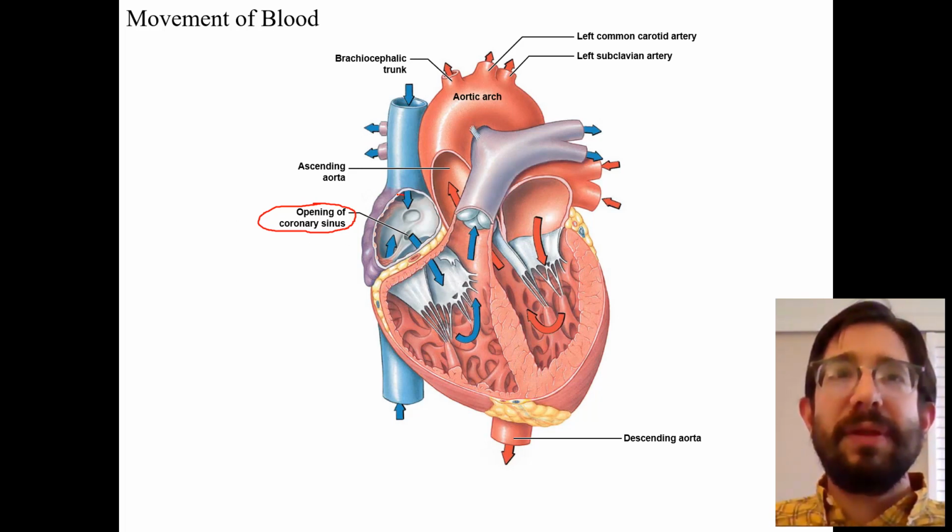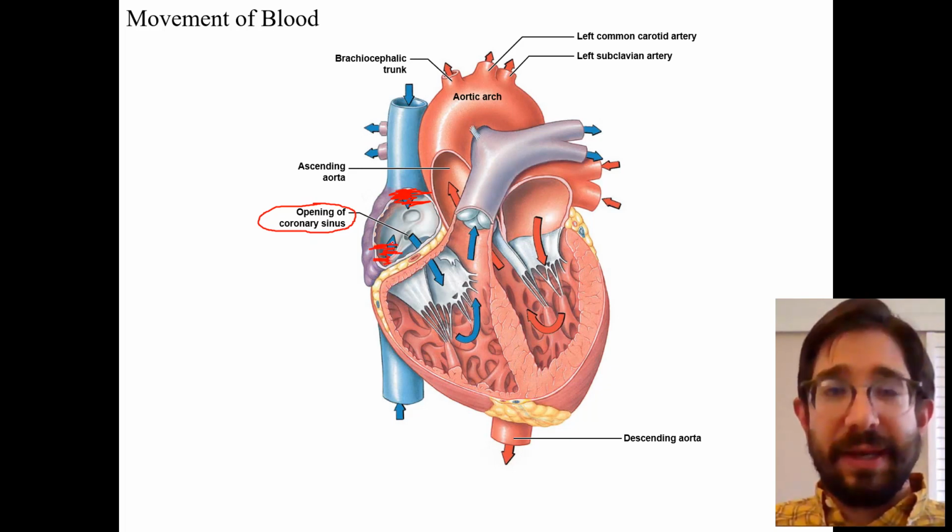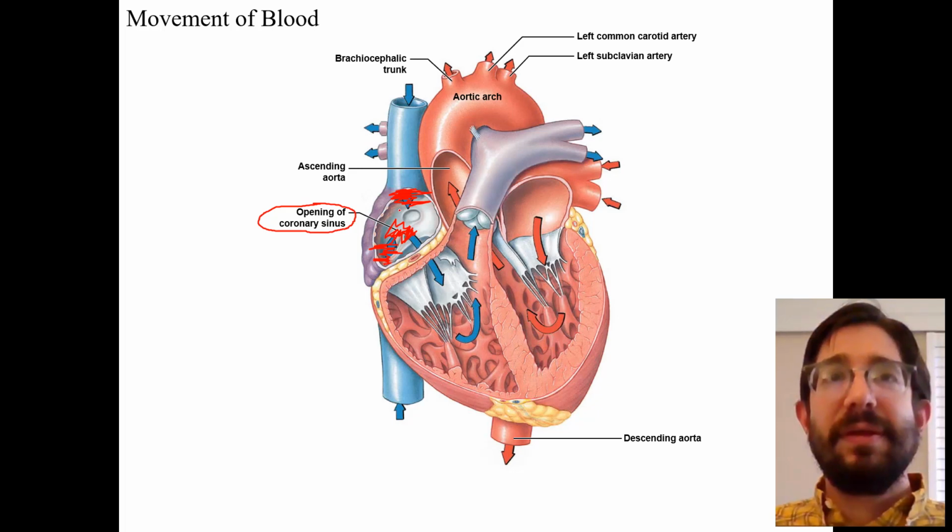So in addition to the blood coming down from the superior vena cava and the blood coming up from the inferior vena cava, you also have blood coming in from the opening of the coronary sinus. So 3 different places, all filling up the right atrium with oxygen poor blood.